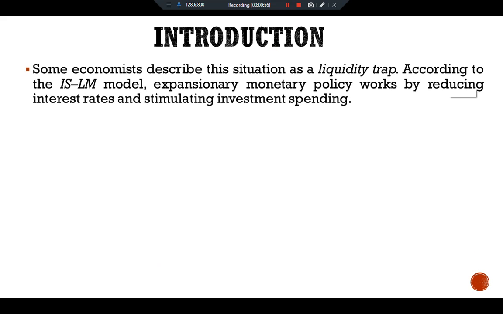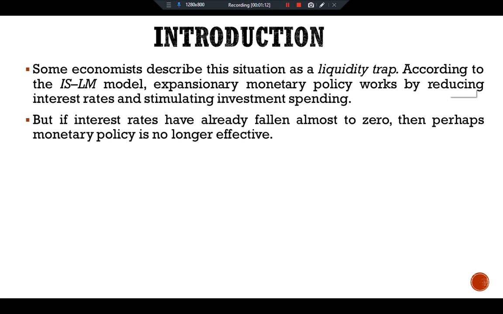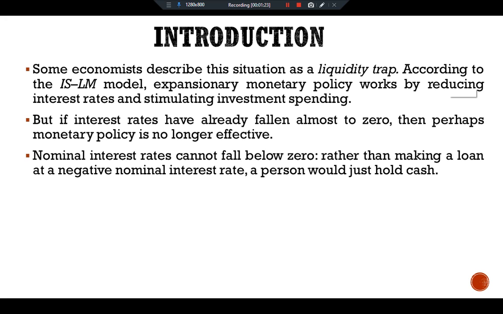Introduction. Some economists describe the situation as a liquidity trap. According to the IS-LM model, expansionary monetary policy works by reducing interest rates and stimulating investment spending. But if interest rates have already fallen almost to zero, then perhaps monetary policy is no longer effective. The nominal interest rate cannot fall below zero. Rather than making a loan at a negative nominal interest rate, a person would just hold cash.